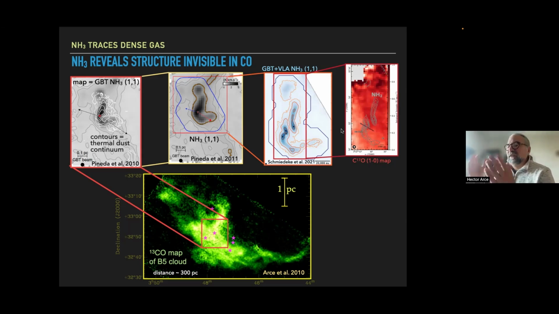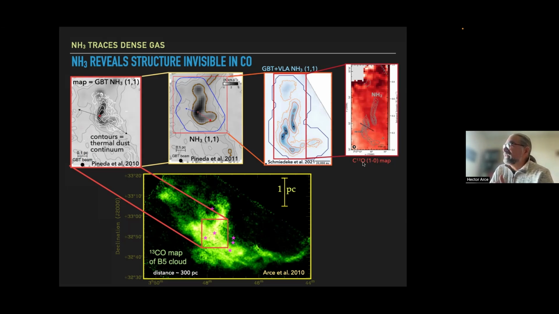And so if the CO is not in the gas phase, it cannot emit in the millimeter, so you won't be able to observe it. So with these carbon-bearing molecules, it's hard to see the dense regions, and this is another example of this.